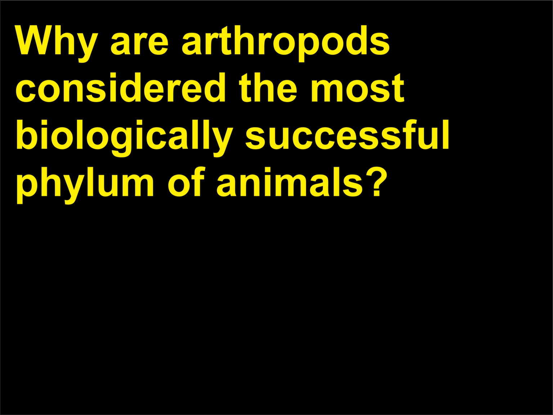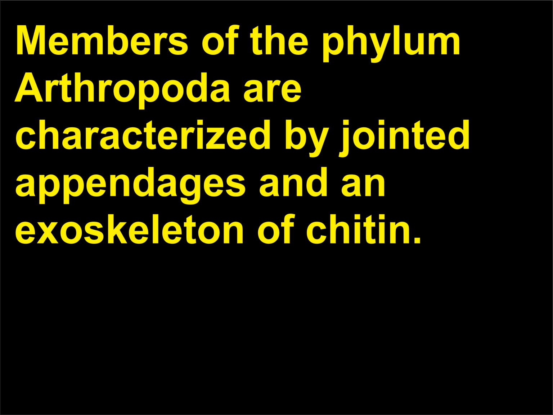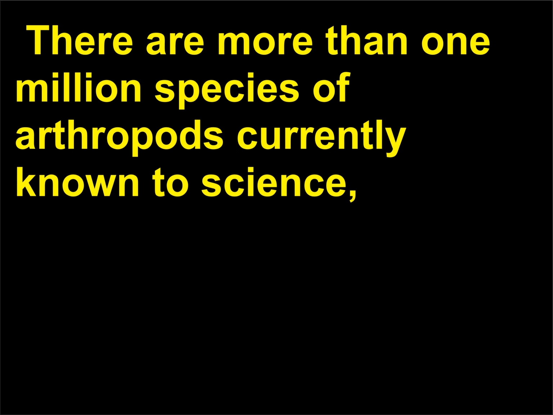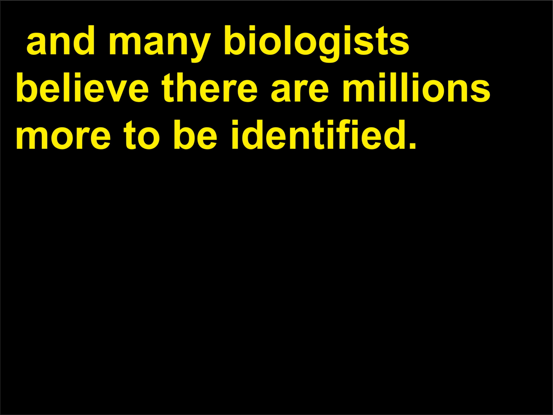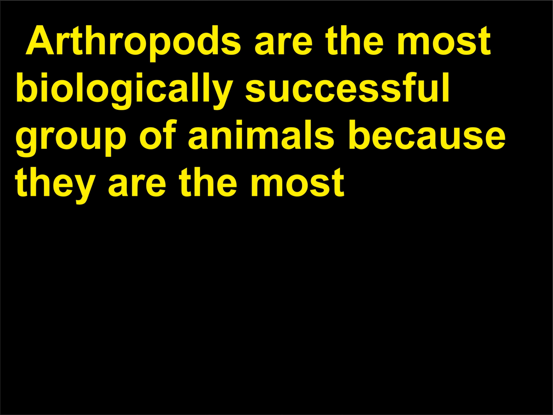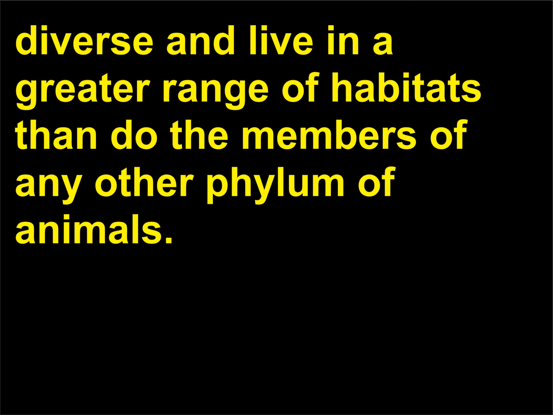Why are arthropods considered the most biologically successful phylum of animals? Members of the phylum Arthropoda are characterized by jointed appendages and an exoskeleton of chitin. There are more than 1 million species of arthropods currently known to science, and many biologists believe there are millions more to be identified. Arthropods are the most biologically successful group of animals because they are the most diverse and live in a greater range of habitats than do the members of any other phylum of animals.